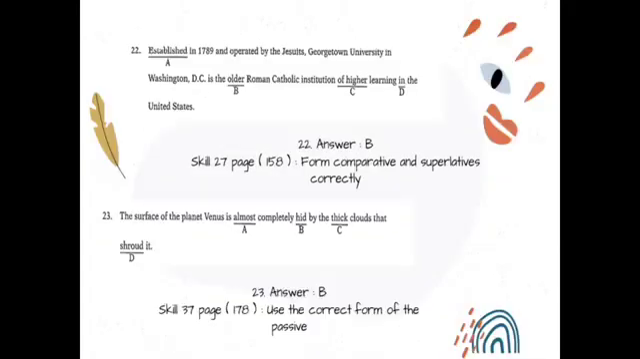Now we will talk about 22 and 23. For 22, the incorrect answer is B, because the right answer is B, oldest, not older. Why? Because based on skill 27, page 158, form comparative and superlative correctly, we can read the test.